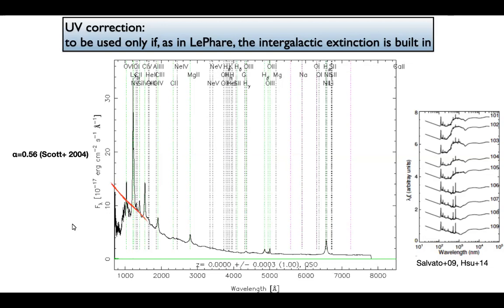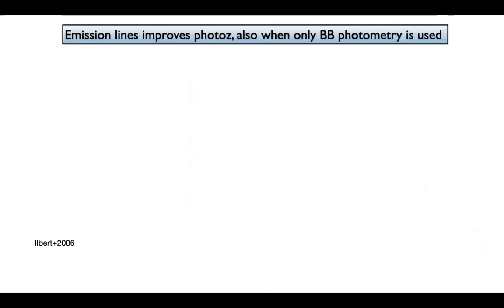Okay, so then after adding the power law to my object, and again, if you're using a code that does not have this component built in, you don't need that component. It's only because LePhare is working that way. The other very important point is the emission lines in the templates, because they improve the photo-z, even when only broadband photometry is used.